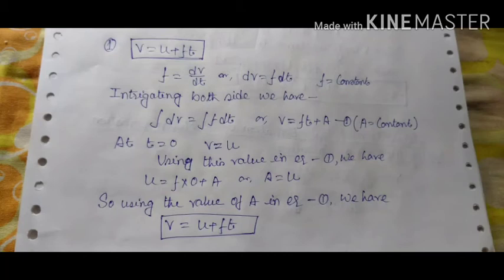constant. At t is equal to 0, v is equal to u. Using this value in equation 1, we can find the value of a, that is a is equal to u. So using this value of a in equation 1, we have v is equal to u plus ft.